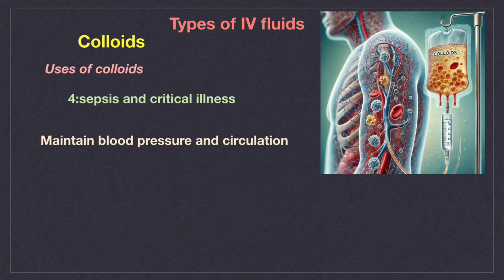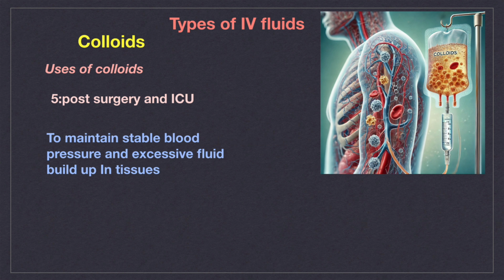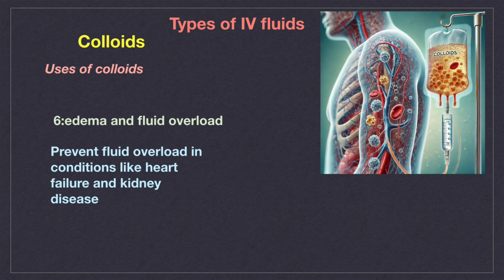In critically ill patients with septic shock, colloids can help maintain BP and circulation when crystalloids alone are insufficient. Patients in the ICU or post-surgical unit receive colloids to maintain stable BP and prevent excessive fluid buildup in tissues. Colloids remain in the circulation for a longer period, so they are preferred over crystalloids in patients at risk for fluid overload such as heart failure or kidney disease.